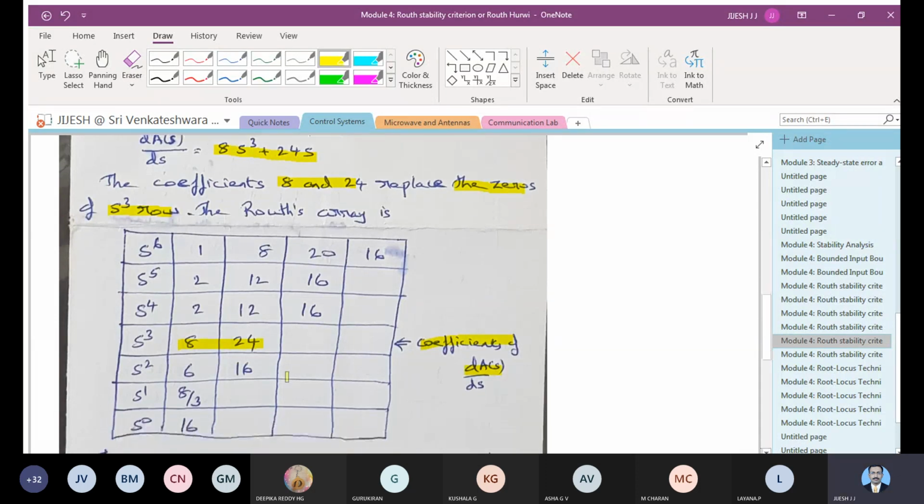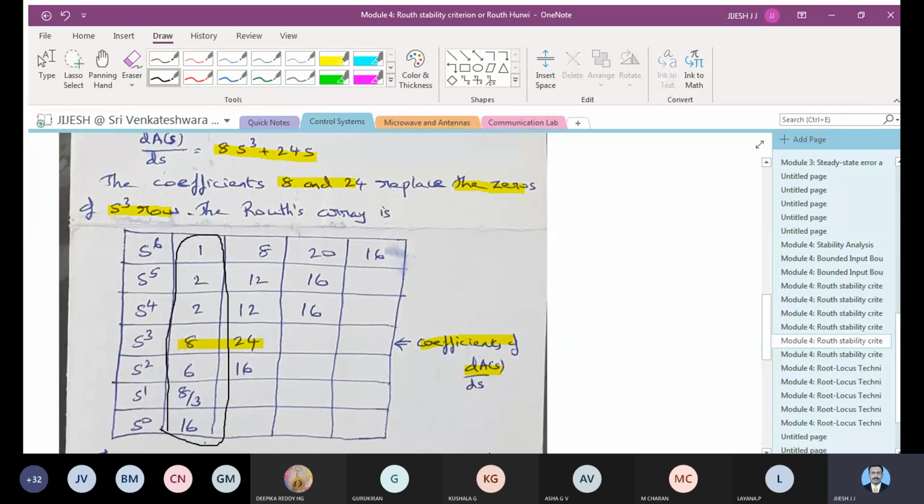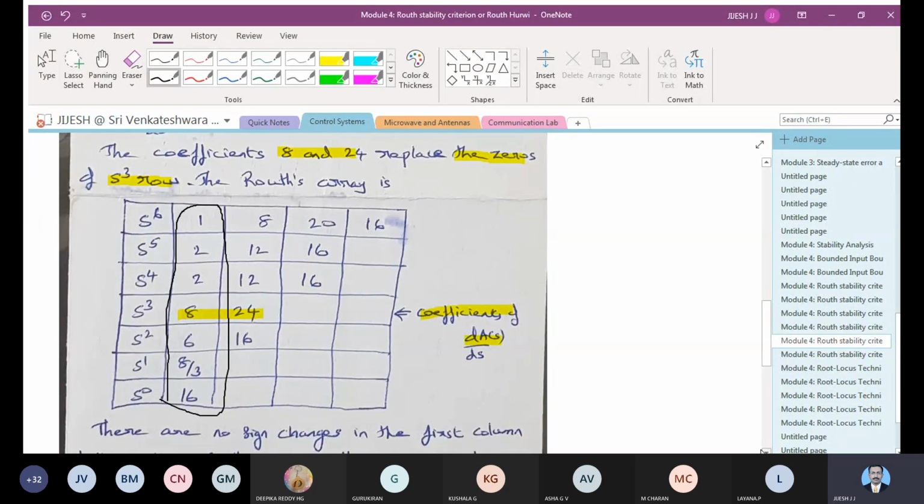16. Okay, fine. So now it is time for us to make an observation. You have to make sure that this is the column you have to take. This is the entire column you have to take, and you have to check: is there any sign change? No sign change, sir. The system is stable or unstable? If there is no sign change, the system is stable. Correct. So the system is stable.